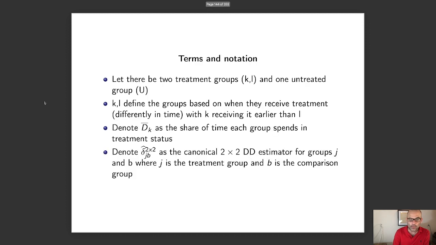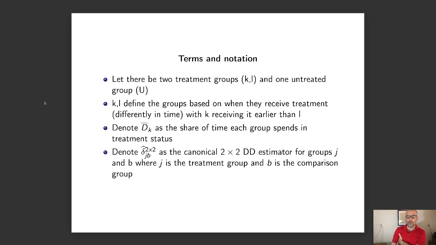So two-way fixed effects needs to... All right, so let's look at some terms and notation. We're going to have two treatment groups, group K and group L. K is going to be the early group that gets treated first, like Florida was treated in 05. And then L is going to be the later treated group. L would be Montana. Montana was treated in 2009. Then you're going to have this third group called the U group. That's the untreated group. All right, so we got three groups.